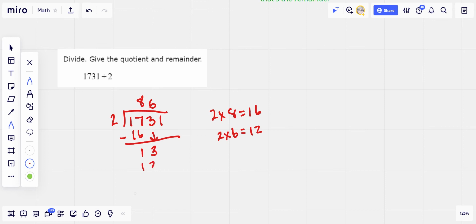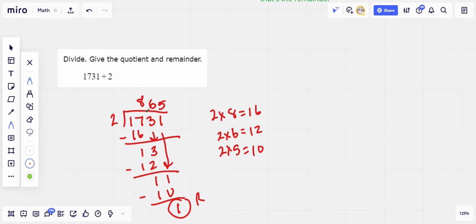6 times 2 is 12, so that goes here. And then we'll subtract again. I get 1 again, and then we'll bring down this 1. And now I think it's going to be 2 times 5 is 10. Yeah, so we'll put a 5 up here, and 5 times 2 equals 10. So we put that down there, and then we subtract and we get 1. And we can't divide 1 by 2. So this is going to be our remainder, and this is going to be our quotient right there. So 1,731 divided by 2 is 865, remainder 1. That's typically how you'd say that.